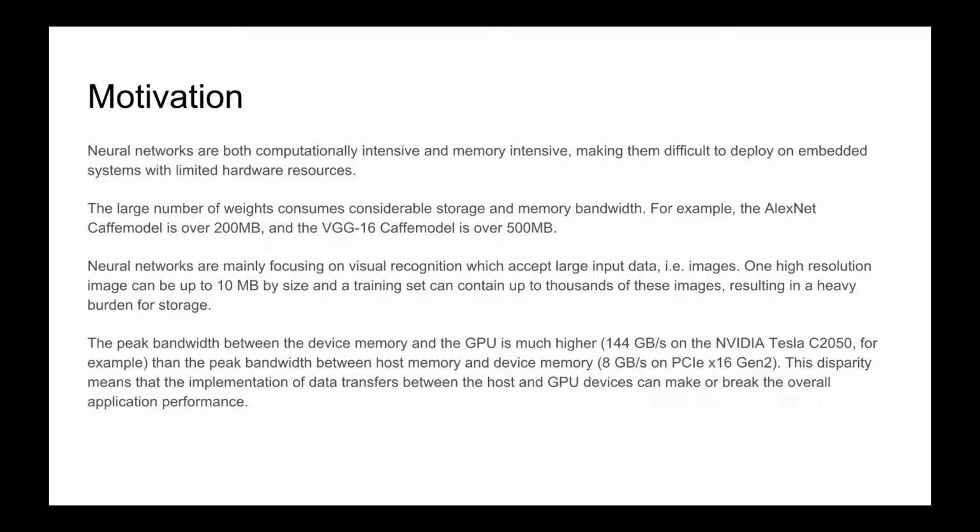Neural networks are mainly focusing on visual recognition nowadays, which takes images as their input. One high-resolution image can be up to 10 MB, and the training set can contain up to thousands of them. That will cost a lot of memory and bandwidth. Also, the peak bandwidth between the device memory and the GPU is much higher than the peak bandwidth between the host memory and device memory. This disparity means that the implementation of data transfers between the host and GPU devices can make or break the overall application performance.